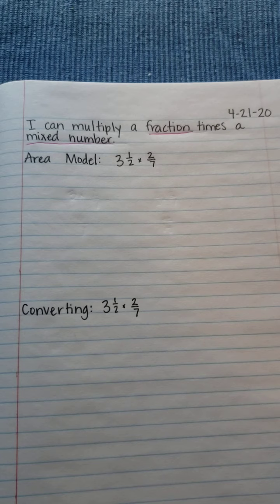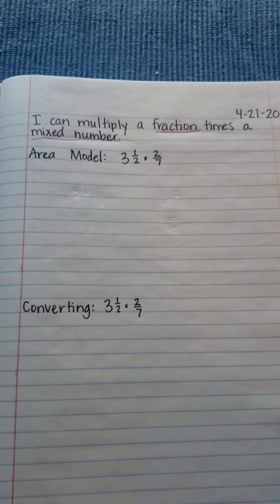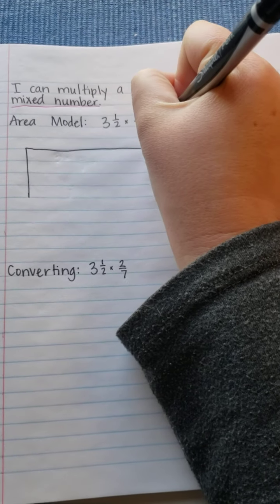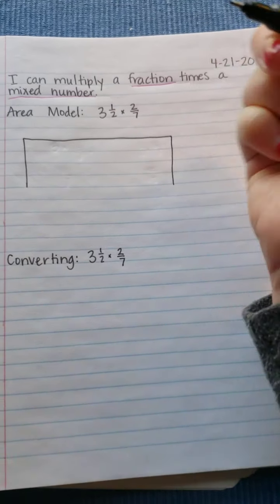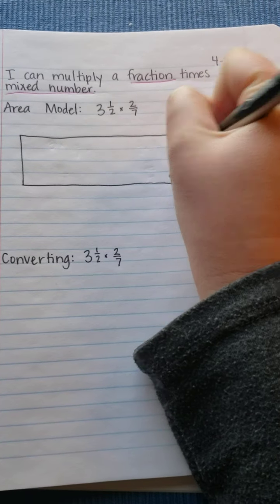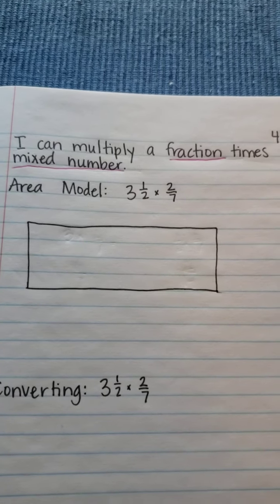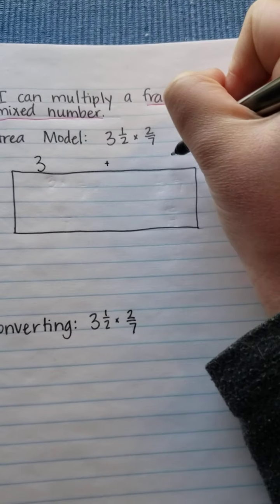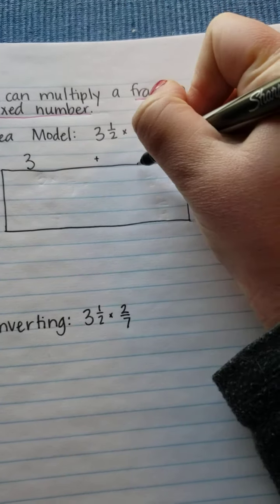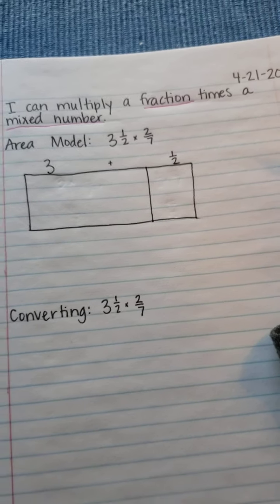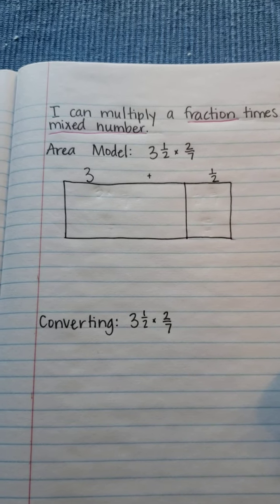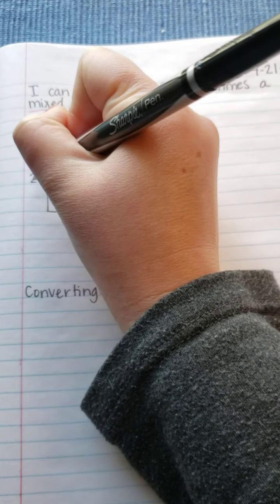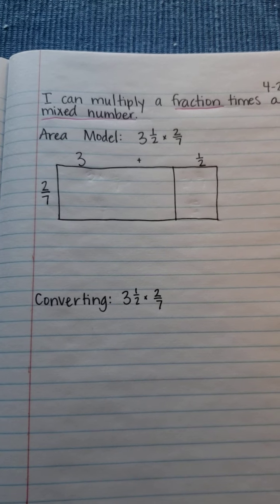So if we think back to previous times we've used the area model, we always start off with a rectangle. And then I'm going to break apart my 3 1/2 to show 3 plus 1/2. And 3 is much larger than 1/2, so I want that to be reflected in my area model. On the other side, I'm going to show 2/7.